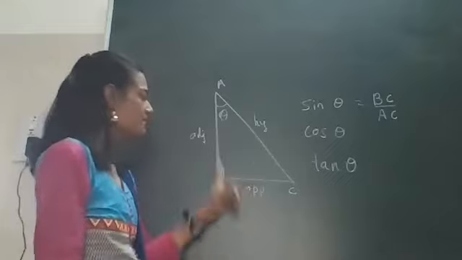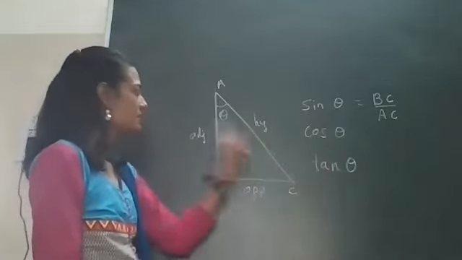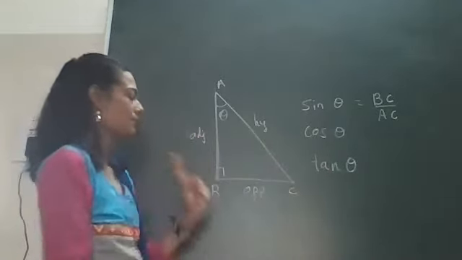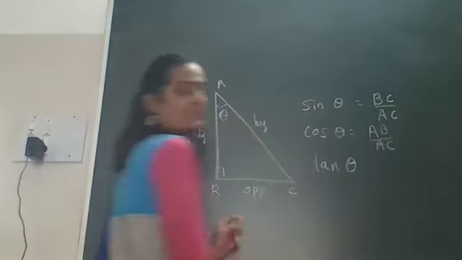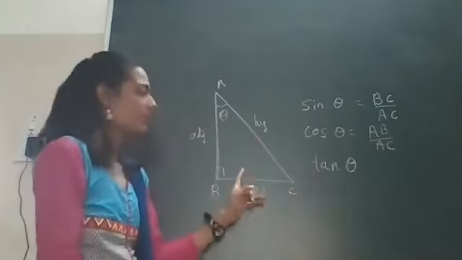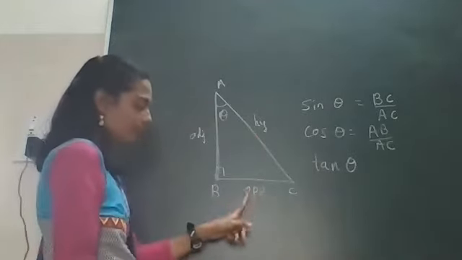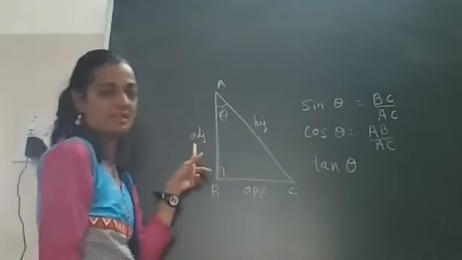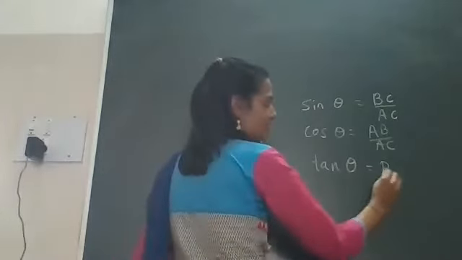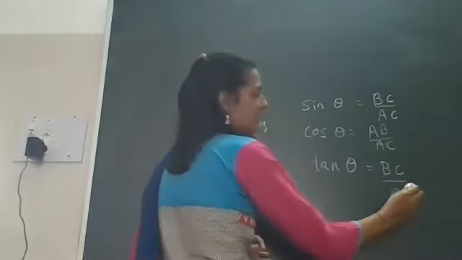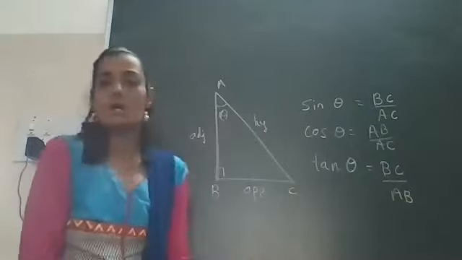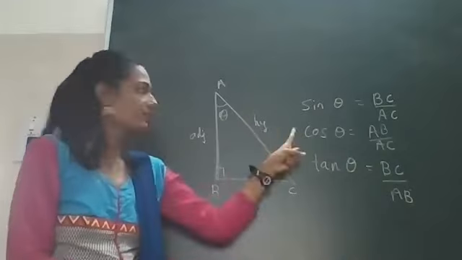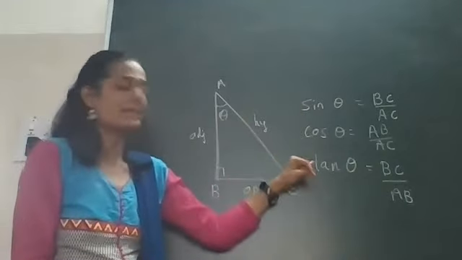Next is cos theta. Cos theta is equal to adjacent upon hypotenuse. So adjacent is AB upon hypotenuse AC. Now, tan theta is equal to opposite upon adjacent. So opposite is BC and adjacent is AB. This is all about sine, cos and tan theta.